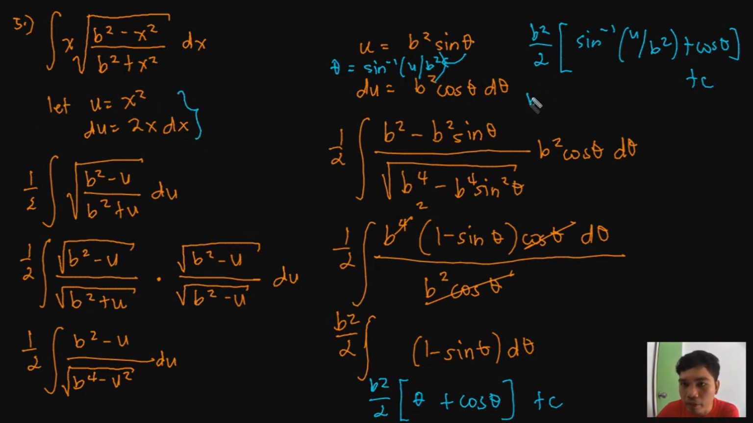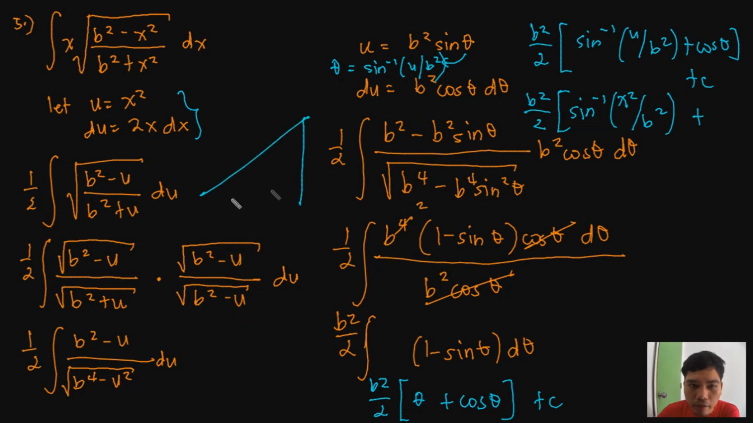substitute. So we have b squared over 2 quantity sine inverse of u, that is x squared over b squared, okay? And then plus yung ating cosine theta. So, hanapin natin kung ano ba yung pwede natin makuha sa cosine theta. So, ngayon, gagamit ako ng triangle to let you see what happens. So, di ba, if I have a right triangle here and my angle is theta, di ba? So, theta yan. So, di ba, pag nire-write ko to in terms of sine theta, I can say na that is u over b squared.